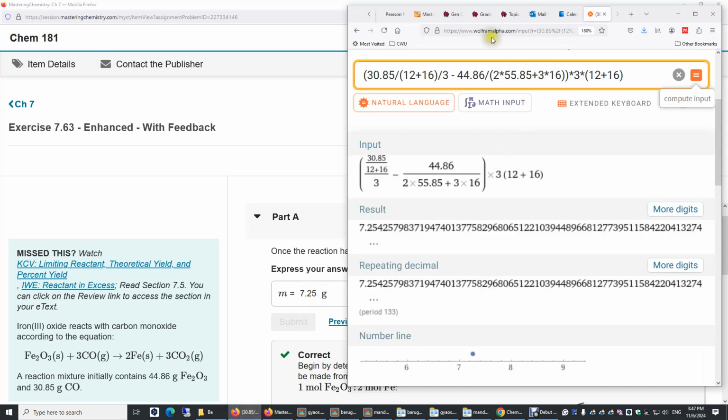But if you look at my calculation, I think it's more convenient. This is just a one-line calculation. I don't know, it's up to you. Whatever method works for you.